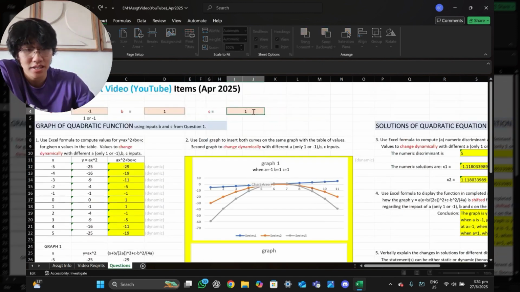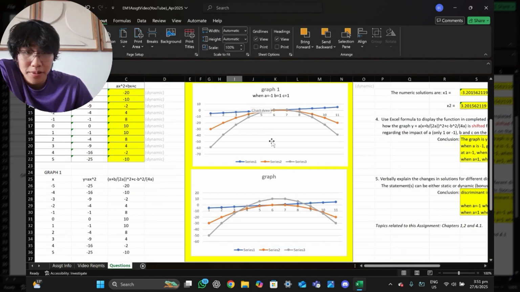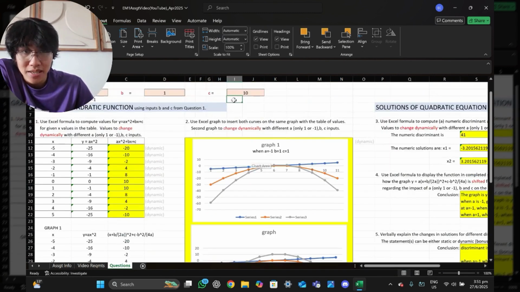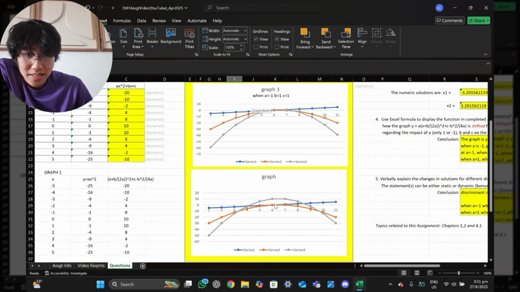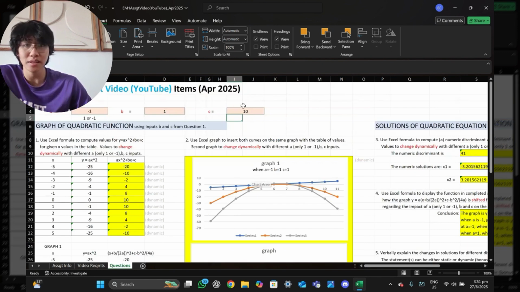When we change c but don't change b, we can see that this part, the maximum point, raises by 10, which is the input that we put in. So we can see how c actually affects the graph, in this case the height of it. Now let's change c back to 1.